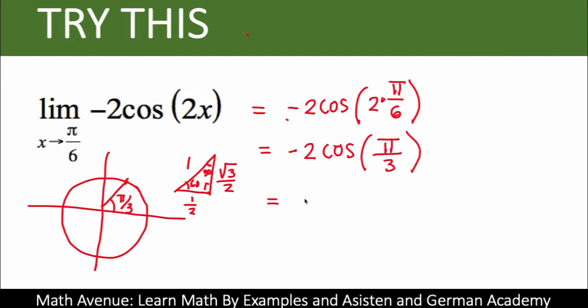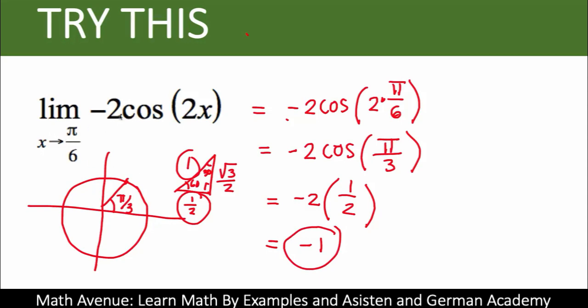So this becomes negative 2 times cosine of pi over 3, which is 1/2 over 1, or 1/2. And therefore, by the substitution method, we arrive at a value that is equal to negative 1. So the limit of negative 2 cosine of 2x as x approaches pi over 6 is negative 1.